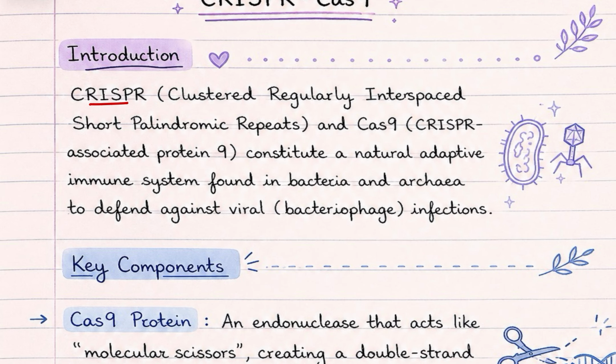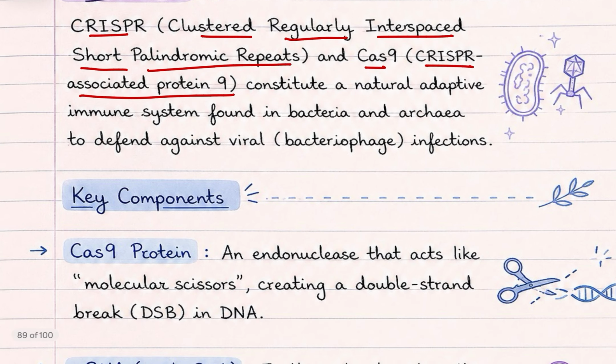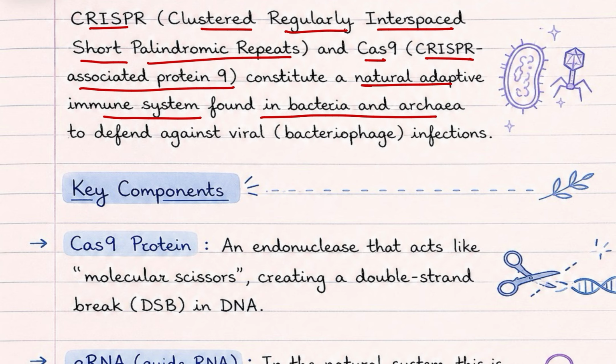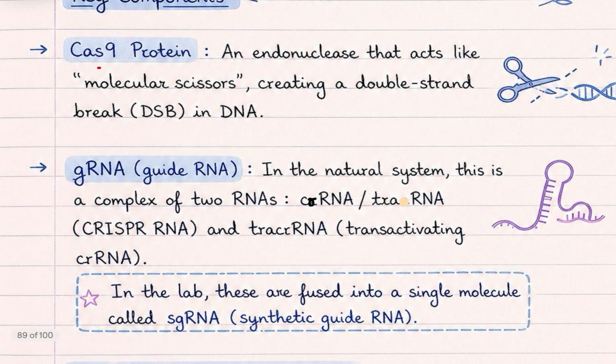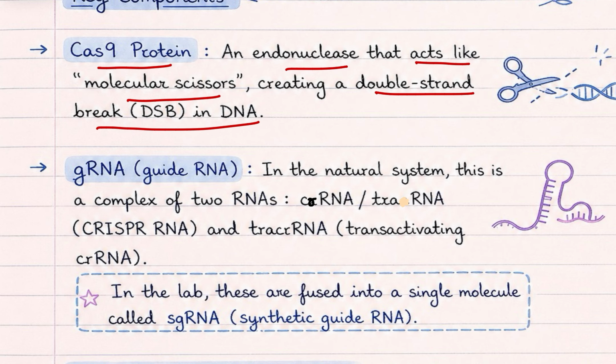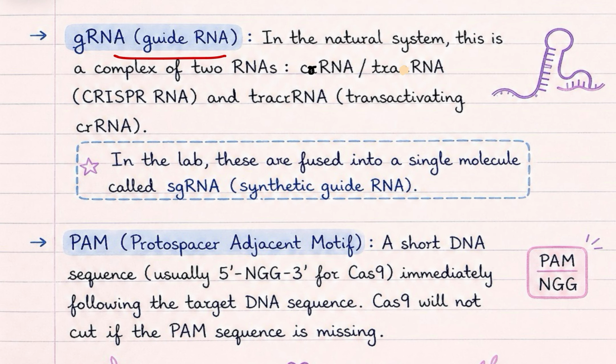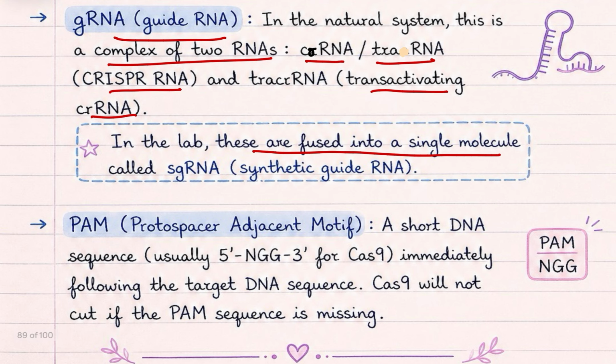Introduction. CRISPR is clustered regularly interspaced short palindromic repeats, and Cas9 is CRISPR-associated protein 9. They constitute a natural adaptive immune system found in bacteria and archaea to defend against viral bacteriophage infections. Key components: Cas9 protein, an endonuclease that acts like a molecular scissor, creating a double-stranded break in DNA. Second one, guide RNA. It's a complex of two RNAs, crRNA and tracrRNA, CRISPR RNA and trans-activating RNA. In the lab, these are fused into a single molecule called sgRNA, synthetic guide RNA.